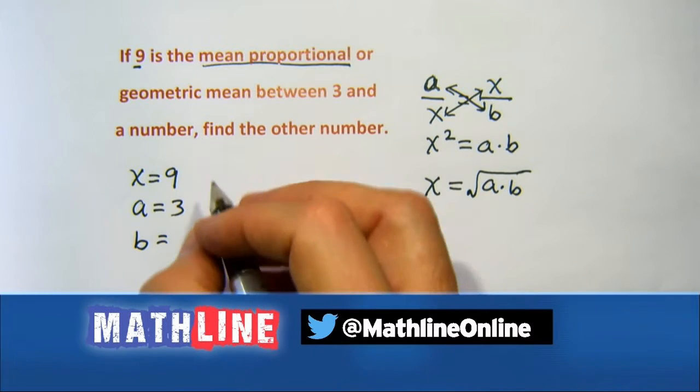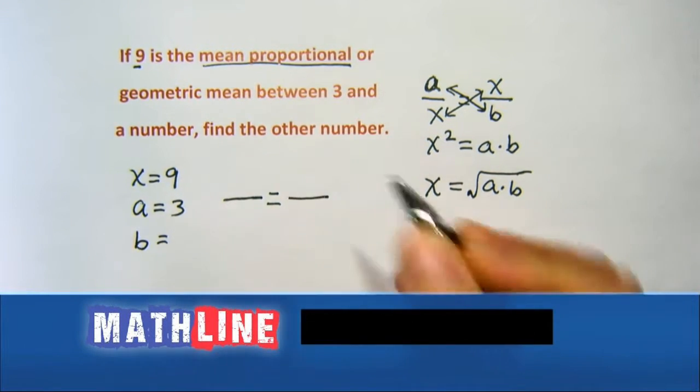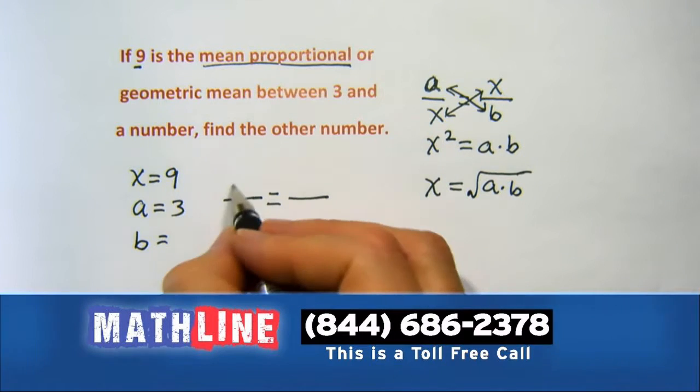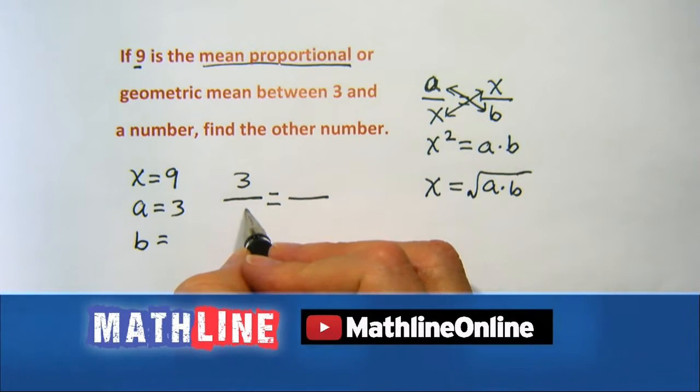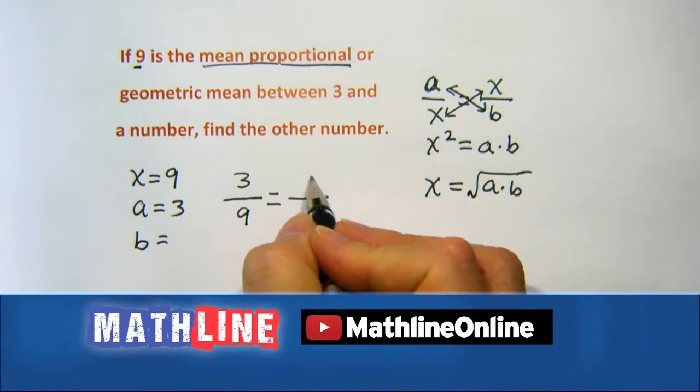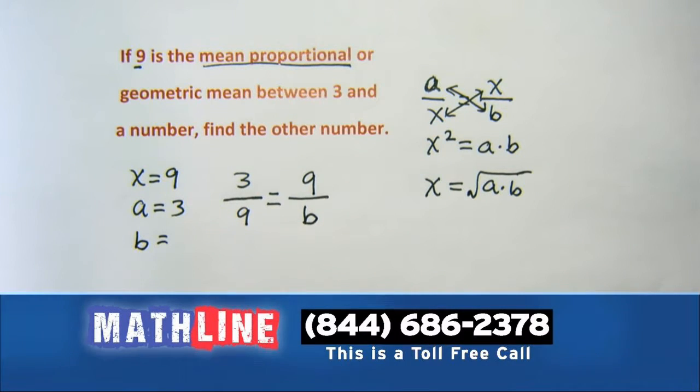So let's go for it. On our proportion here, we decided A is going to be 3. So we'll put a 3 underneath. Here we go with X, 9. Then B is just the other number. So my friends, we're going to cross multiply.